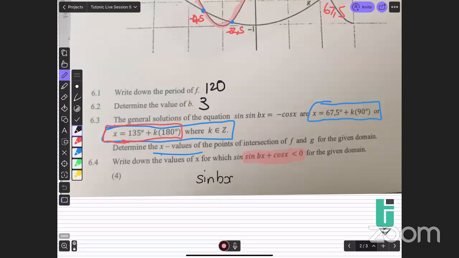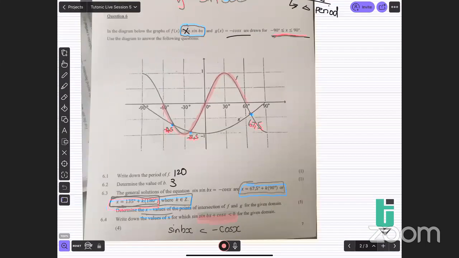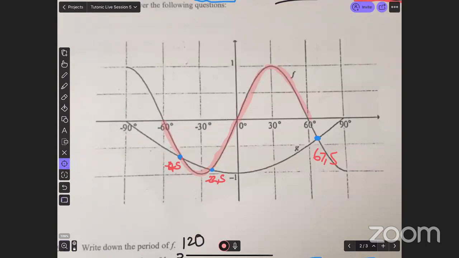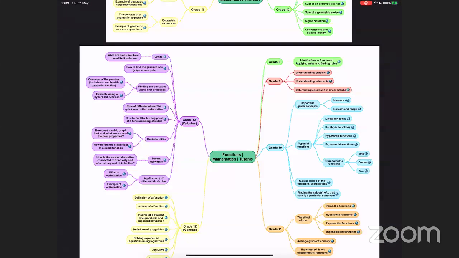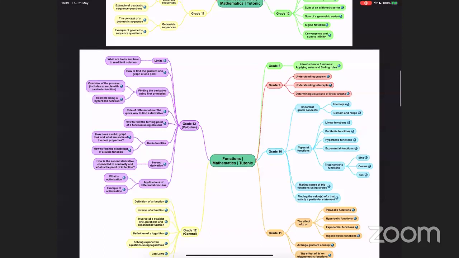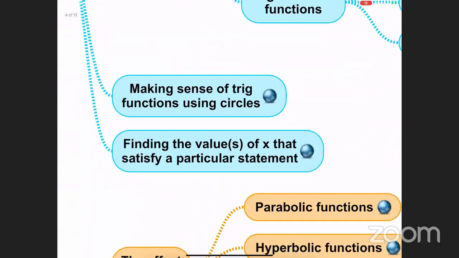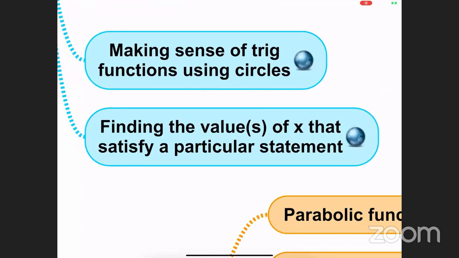Sin bx less than negative cos x. So in other words, where is f less than g? Where is the y value of this graph less than the g graph? Now, this question is a very common question, and we've actually made a concept video under functions. If you guys are not sure about this concept, it's finding the values of x that satisfy a particular statement. I highly recommend that you watch that because it gives you an overview of how to approach those types of questions.